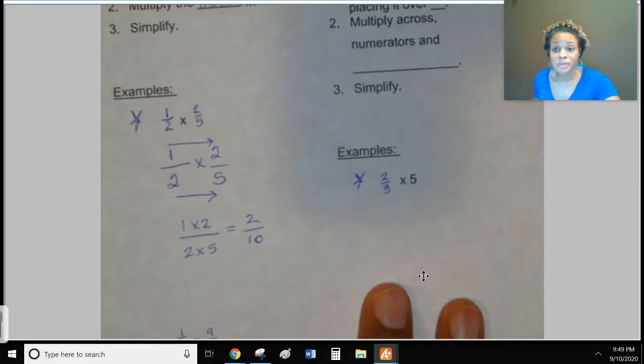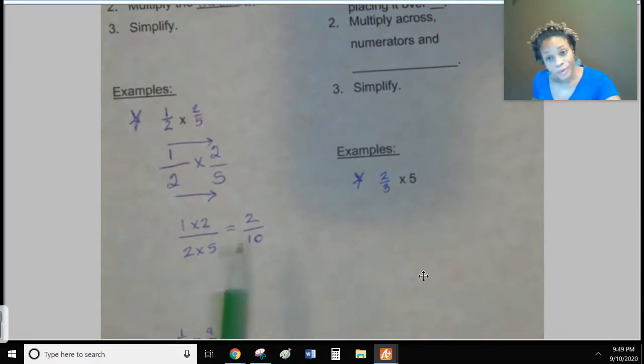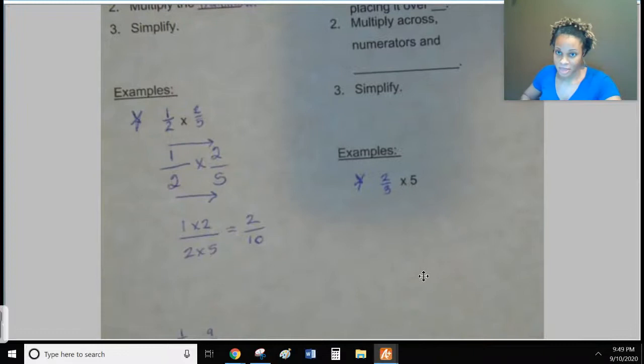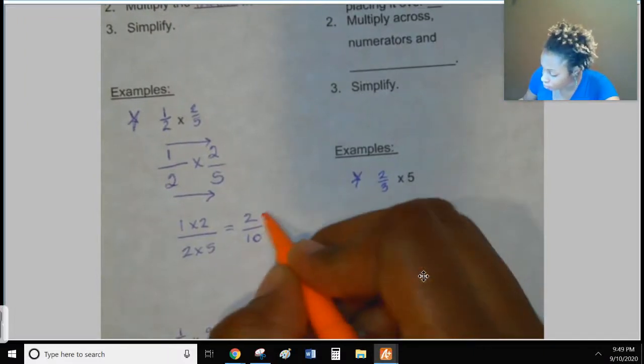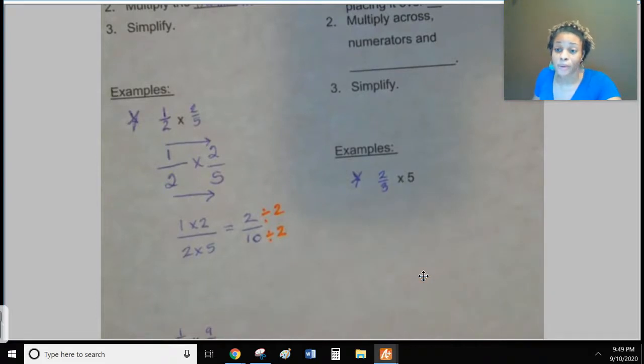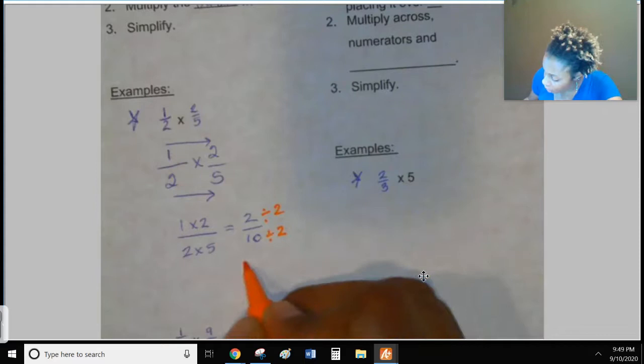Remember, if it can be simplified, we want to simplify it. So I don't need to do my factor trees to find the GCF of this particular problem. I know off the top of my head that the GCF is 2. So I'm going to divide the numerator and denominator by the greatest common factor. I will end up with 1/5.